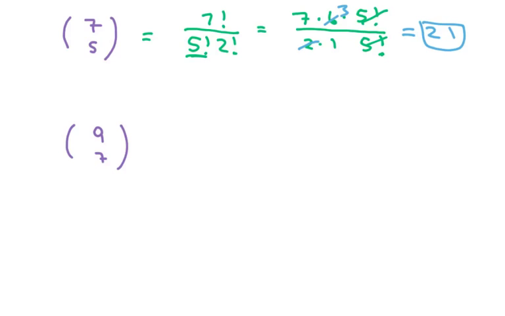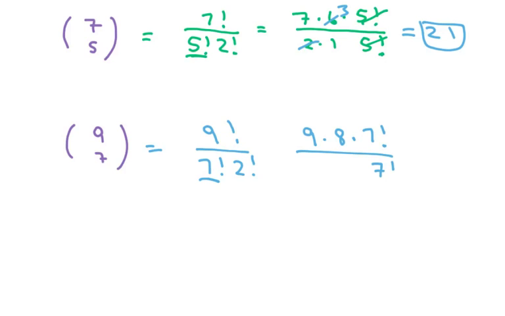It's pretty fast. And this one, we have 9 factorial over 7 factorial. So this is going to be 2 factorial. And we're going to get 9 times 8 times 7 factorial, because that's my bigger number. And 2 factorial is just 2 times 1, which is just 2. That cancels. 2 goes into 8 4 times. So 9 times 4 is 36.